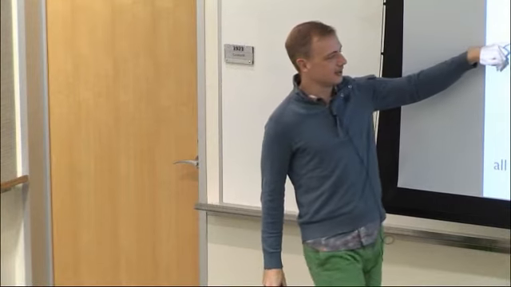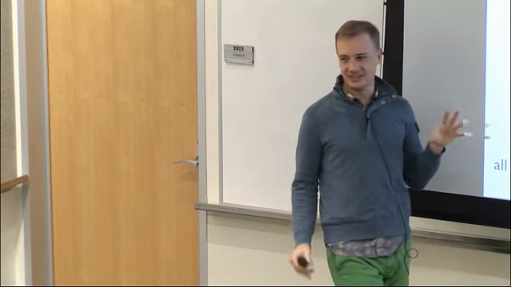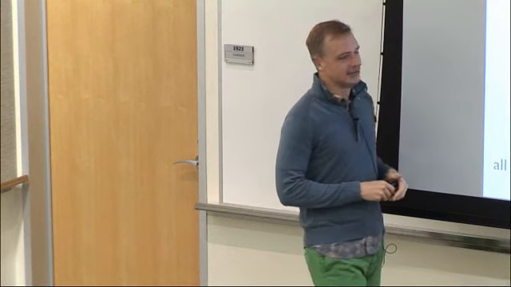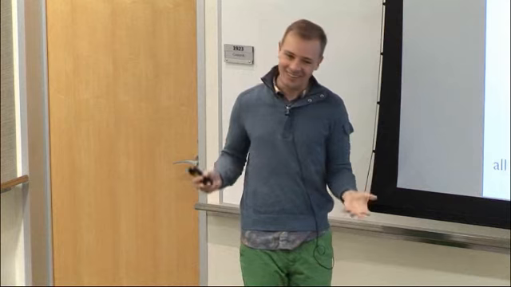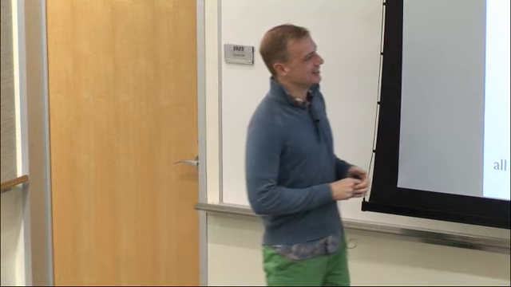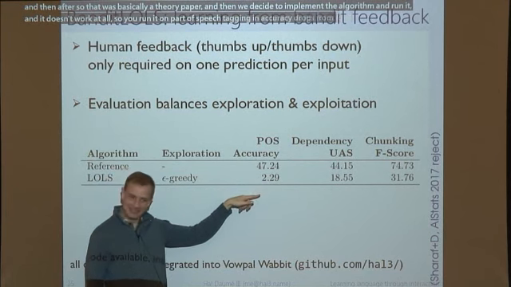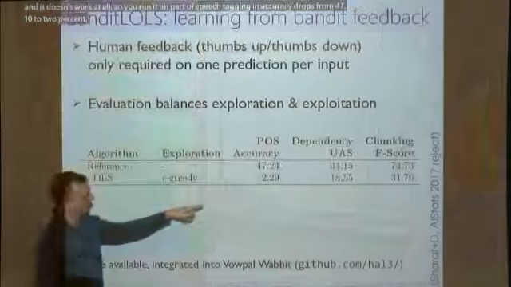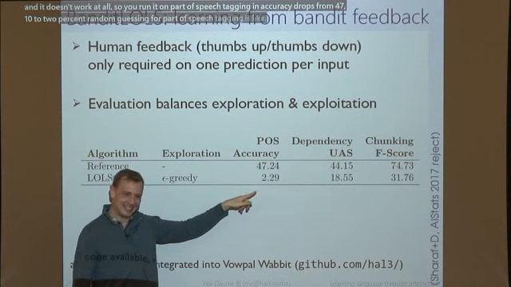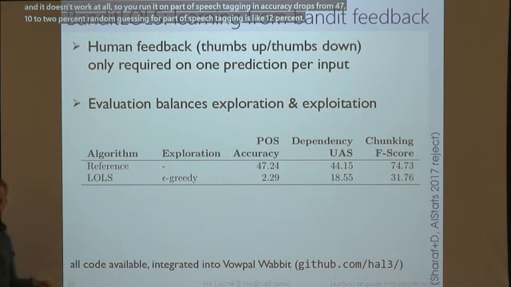Then we had this paper in 2015 at ICML, where we proved a nice theorem about this bandit feedback setting. That was basically a theory paper. And then we decided to implement the algorithm and run it. And it doesn't work at all. You run it on part of speech tagging and accuracy drops from 47% to 2%. Random guessing for part of speech tagging is like 12%. So this is really, really bad.